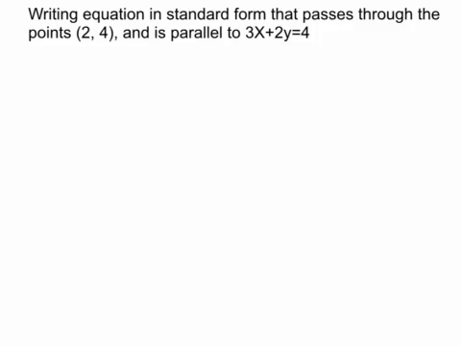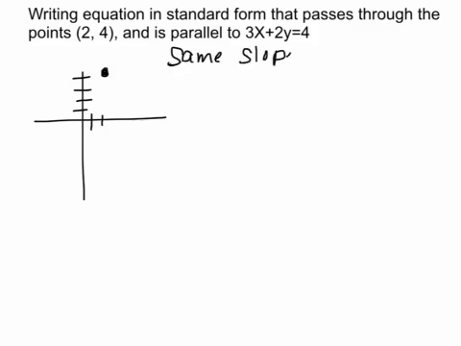Write an equation in standard form that passes through the point 2, 4 and is parallel to that equation. So the first thing I want to know, 1, 2, 1, 2, 3, 4, it's going to pass through that point but be parallel to this equation. So being parallel means same slope. So the first thing I have to do is find the slope of this equation.